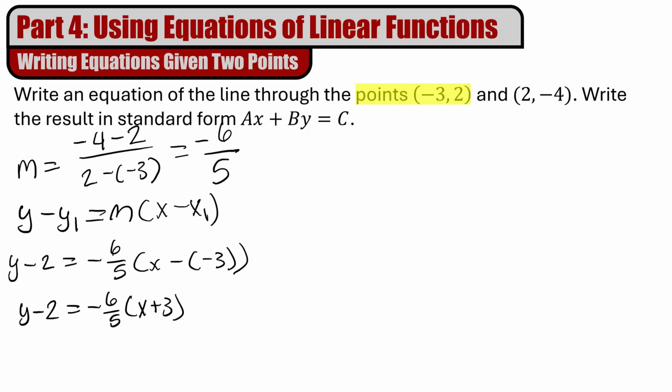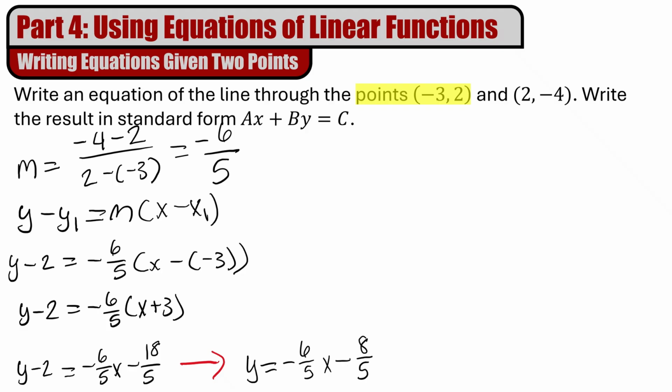For step 3, distribute the slope. So multiply negative 6/5 to x and 3. That gives y minus 2 equals, negative 6/5, x minus 18/5. For step 4, solve for y. Add 2 to both sides. Rewrite 2 as 10/5. Negative 18/5 plus 10/5 equals negative 8/5. So the equation in slope-intercept form is y equals, negative 6/5, x minus 8/5.